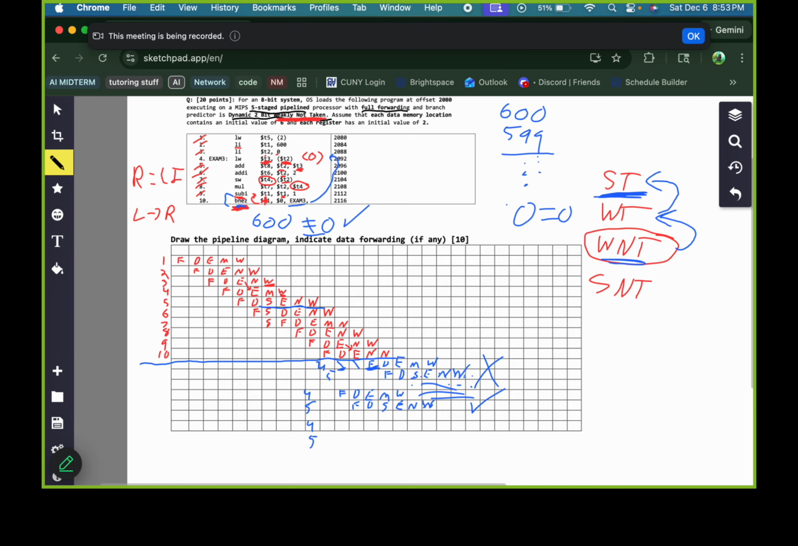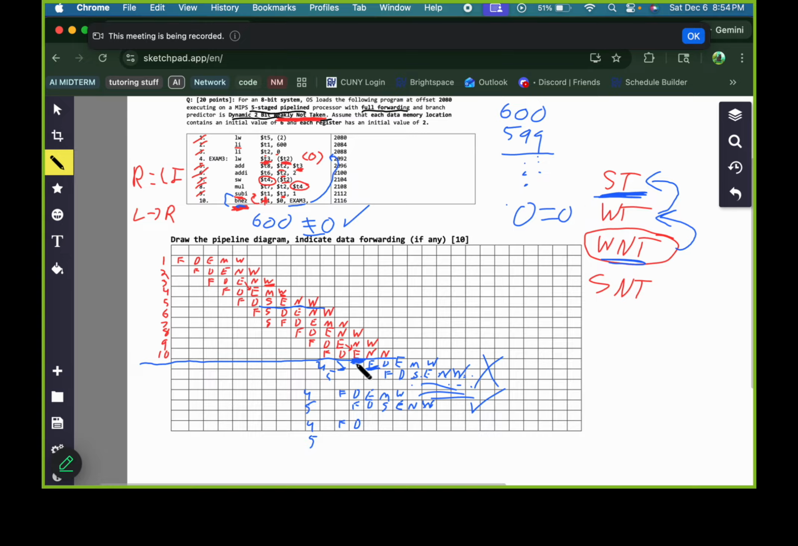Oh, well, I don't care. I'm going to still fetch anyway. I'm going to do my fetch. I'm going to do my decode. Oh, what was that? You said you're finished execing, right? And you realize I was wrong this whole time? Oh, that means that I have to flush these instructions out.